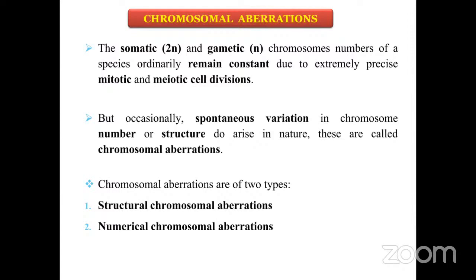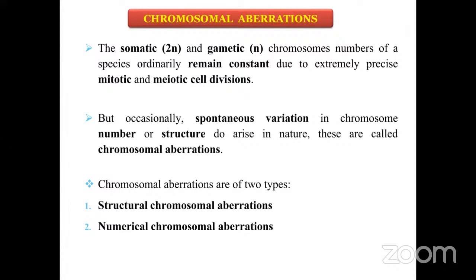Chromosomal aberrations can happen in two ways: one by structure and one by number. It is possible that during anaphase there will be no proper separation of the chromosomes to the two opposite poles. There is no proper separation of the sister chromatids to two different opposite poles. Means at one pole there will be more chromosomes, and at the other pole there will be fewer chromosomes.